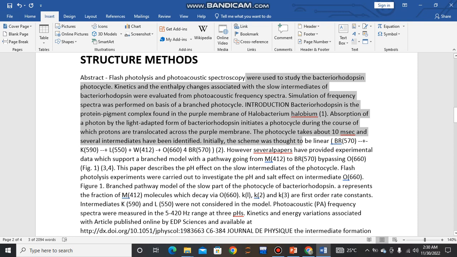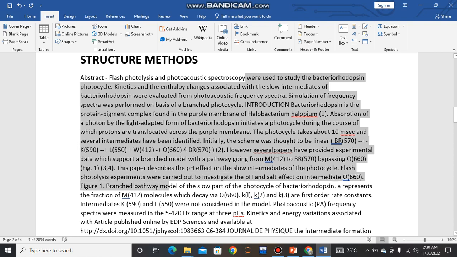Initially, the scheme was thought to be linear. However, several papers have provided experimental data which supported a branched model with a pathway going from M412 to BR570 by passing. This paper describes the pH effect on the slow intermediates of the photocycle. Flash photolysis experiments were carried out to investigate the pH and the salt effect on the intermediate.